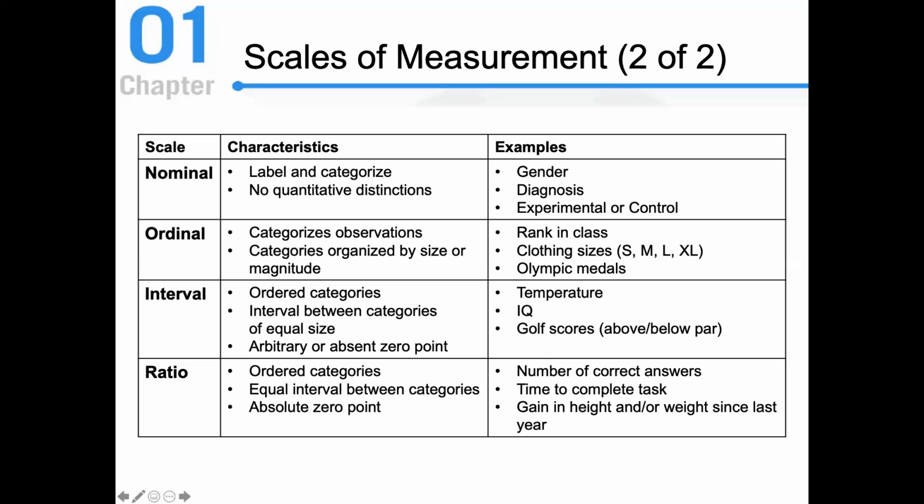So nominal: adjective, tell me a story. Ordinal: rank, but not necessarily equal distance between points. Interval: rank and equal distance between points, no absolute zero. Ratio: equal distance between points and has an absolute zero. So those are some ways in which you can remember that potentially easier.